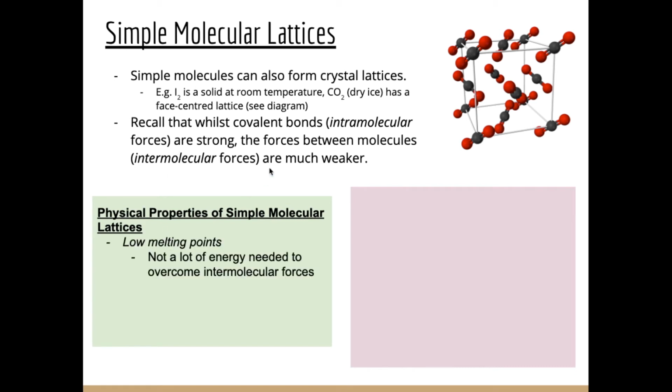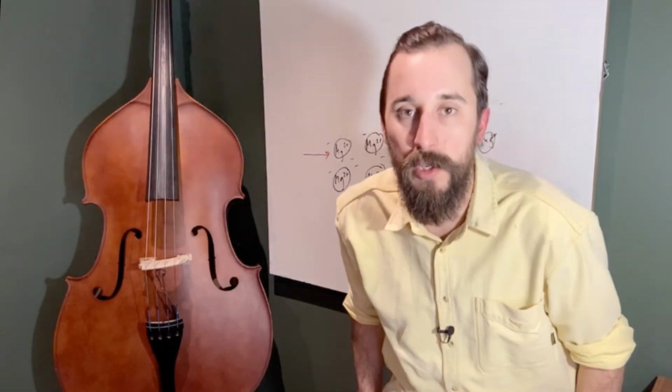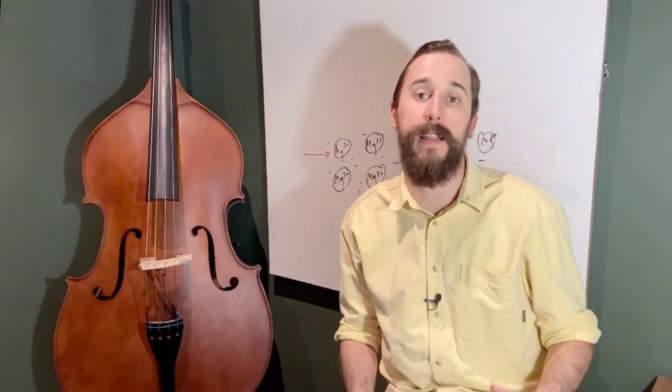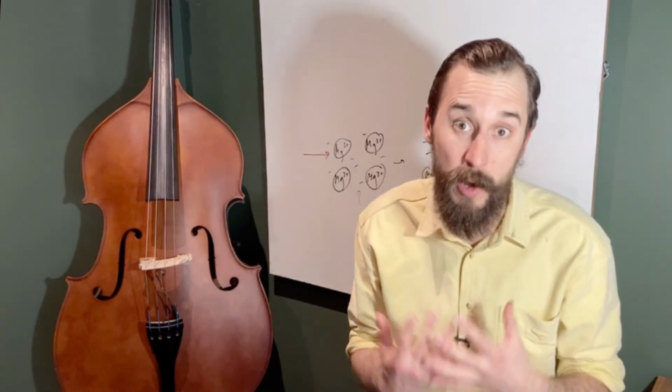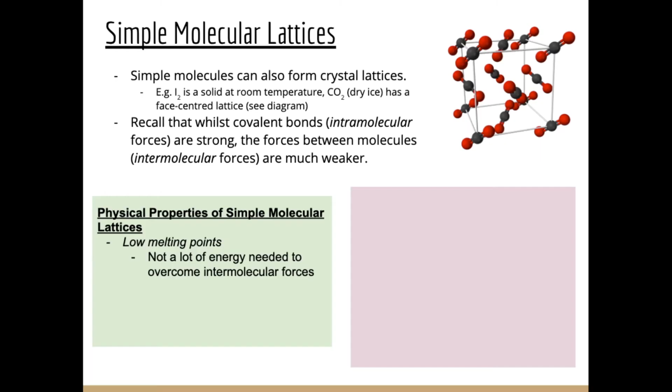They will have low melting points because we have weak forces between the molecules. So it doesn't take a lot of energy to overcome the intermolecular forces between the molecules. This is very different to our ionic and our metallic ones that have high melting points, because it takes a lot of energy to overcome those strong forces of attraction. It just takes a small amount of energy here.